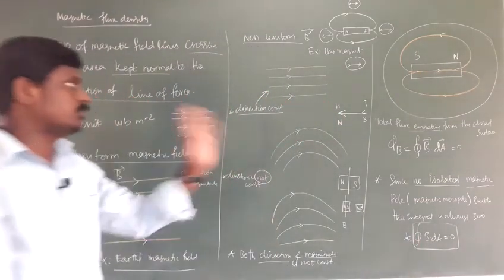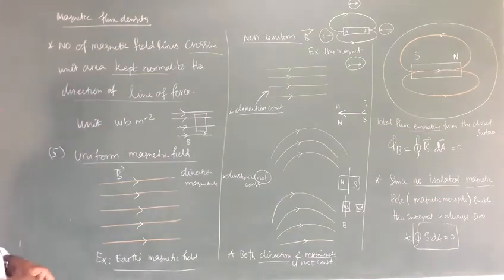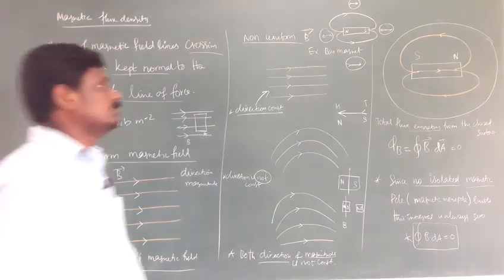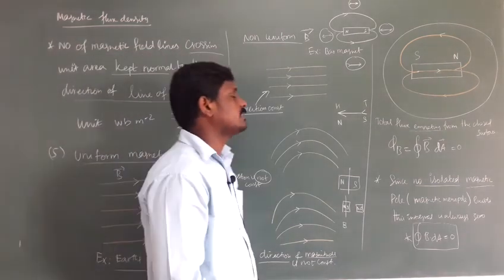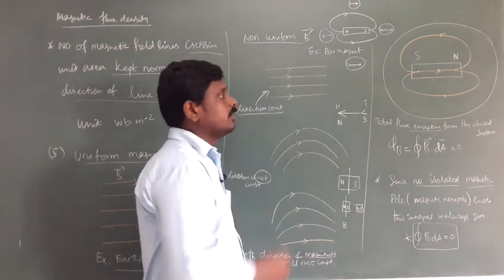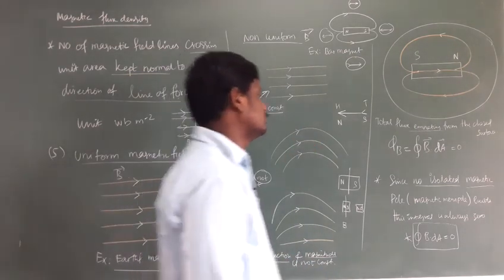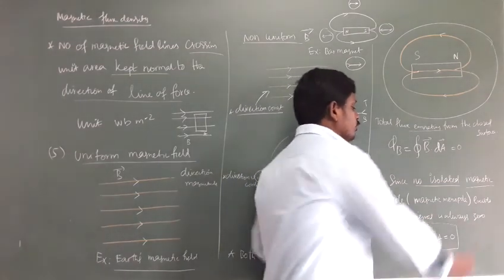They may ask this for 1 mark. In this class we have discussed magnetic flux density, uniform magnetic field and non-uniform magnetic field. Then, the total magnetic flux emanating from a magnetic dipole, that is a bar magnet, is always 0 because a magnetic monopole doesn't exist.